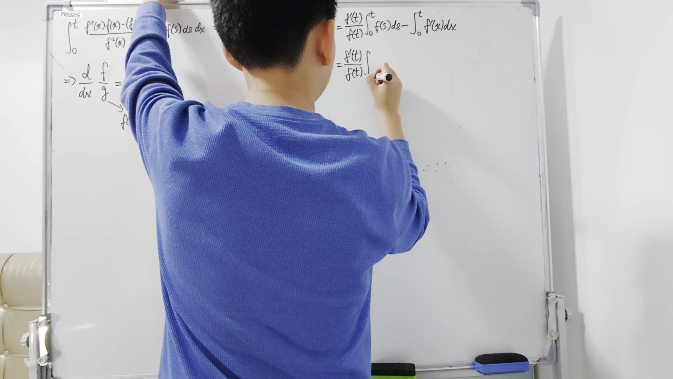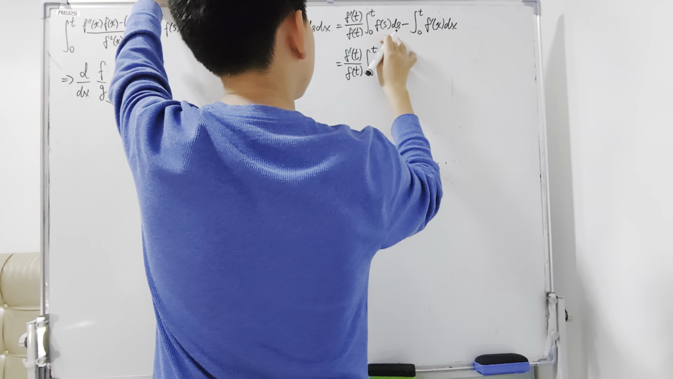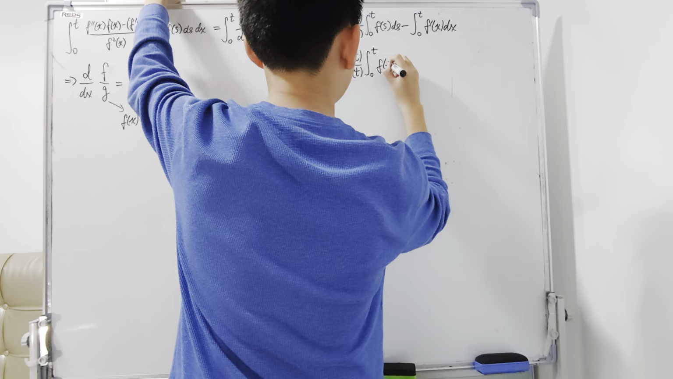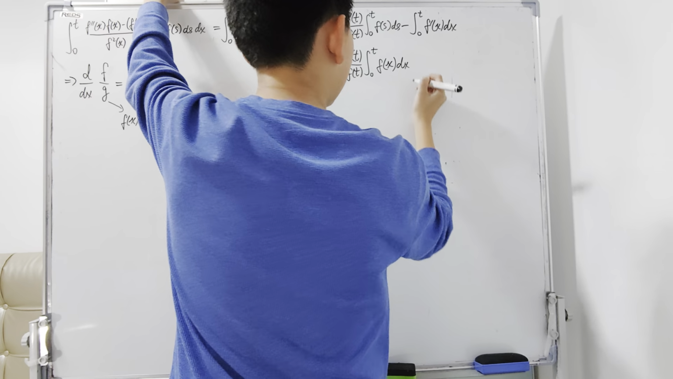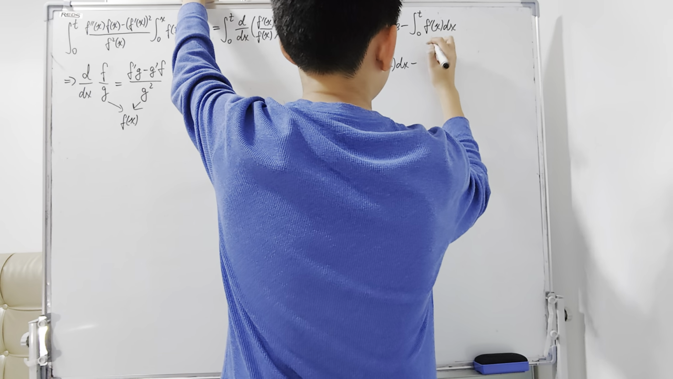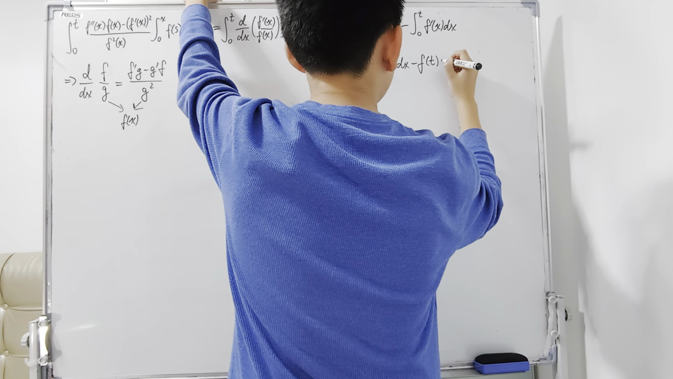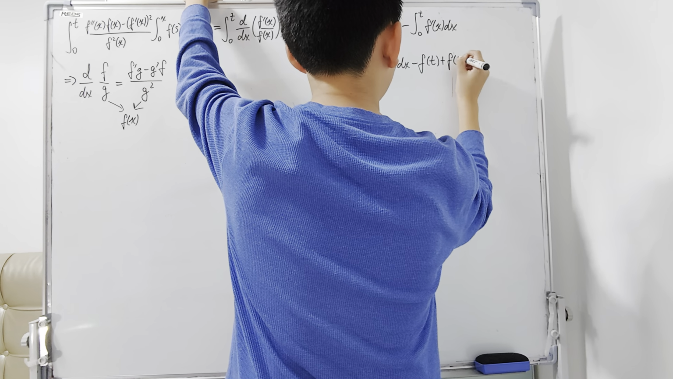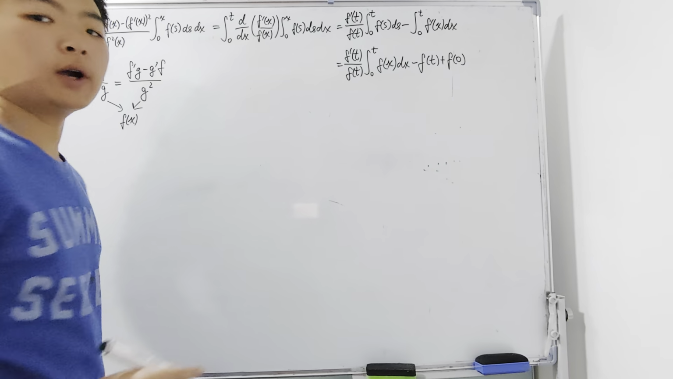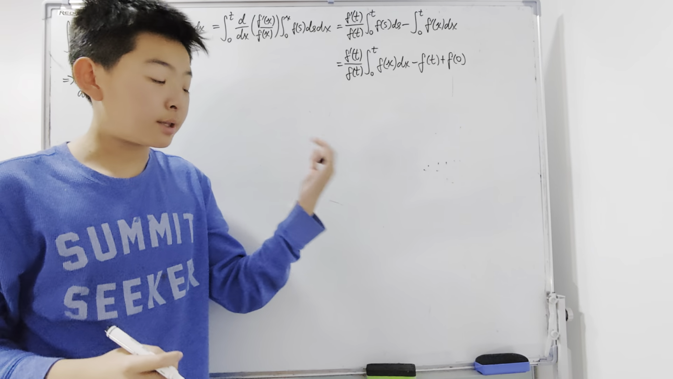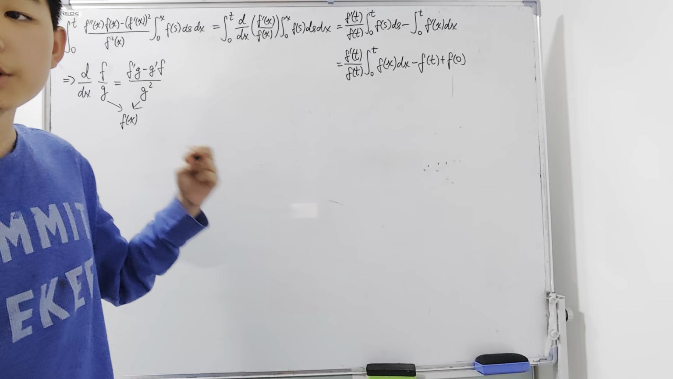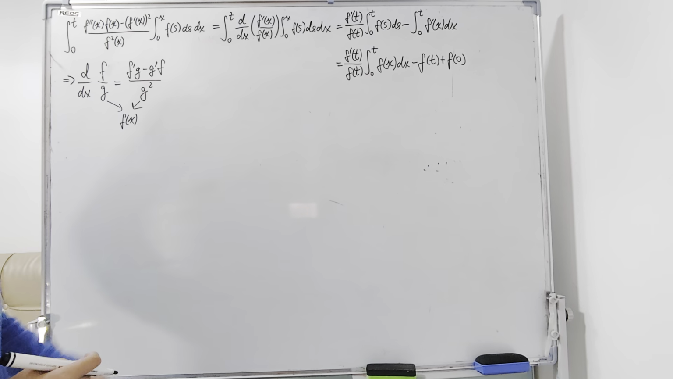f prime of t over f of t, and then we have an integral from 0 to t. S in this case doesn't matter, so I'll just replace that with x, because I'm used to writing x. And then minus, first of all we have f prime of t, and then minus plus f prime of 0. Very well. So this is probably a very short derivation. It only took about 4.5 minutes.